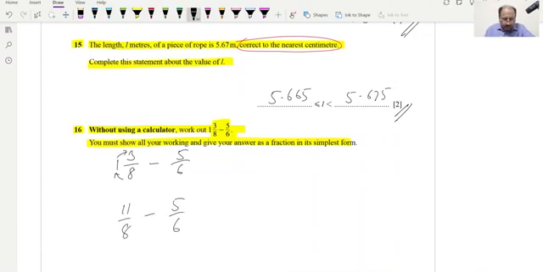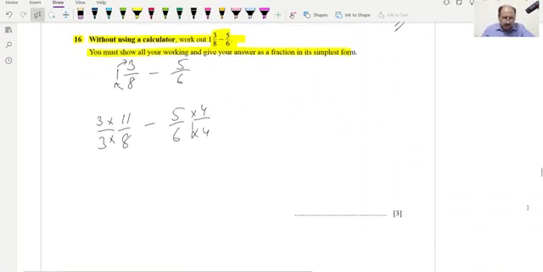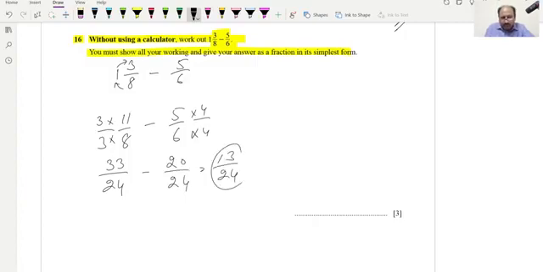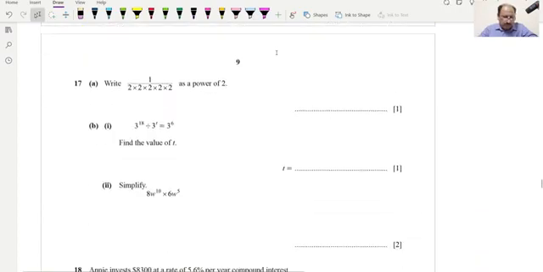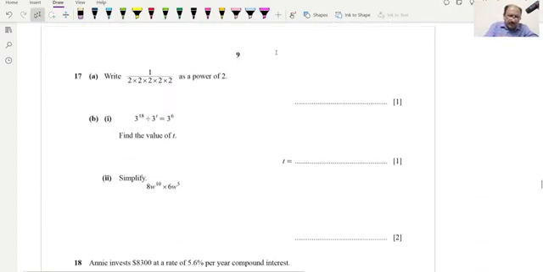Then 11 by 8 minus 5 by 6. We can equalize the denominator. We multiply by 3 and 3, and by 4 and 4, so we get the denominator 24. So this will be 33 over 24, minus 20 over 24, which is equal to 13 over 24. The final answer will be 13 over 24. This is a 3-mark question.